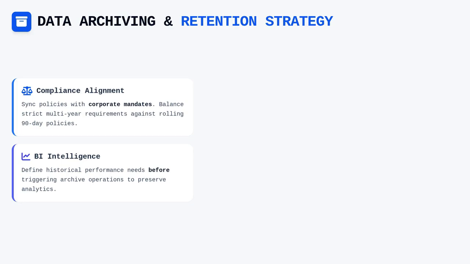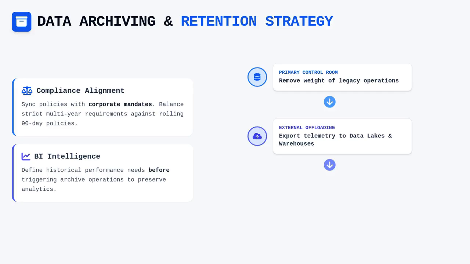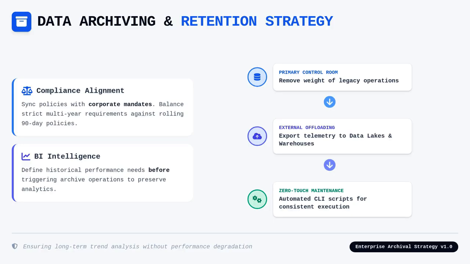If you architect your archival strategy correctly, you can export necessary telemetry data into external data lakes or reporting warehouses. This allows for long-term trend analysis without forcing the primary control room database to carry the weight of legacy operations. By automating these via command line scripts scheduled in your infrastructure, you ensure that maintenance occurs consistently and without human intervention.